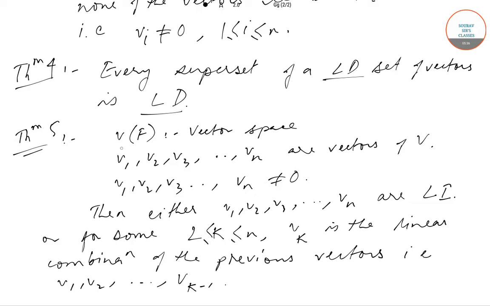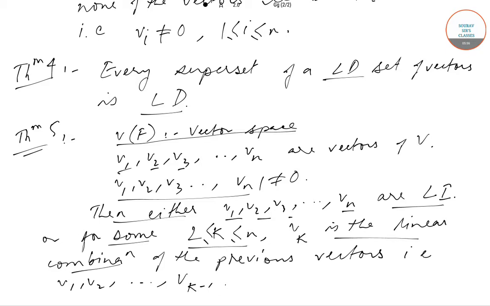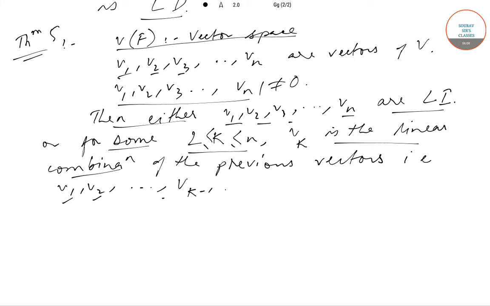So theorem 5 basically states that if we have a vector space Vf and v1, v2, v3 up till vn are non-zero vectors of V, then either v1, v2, v3 up till vn are linearly independent, or for some k where k lies between 2 and n, vk is a linear combination of the previous vectors, that is v1, v2 up till vk minus 1. So this is theorem 5. Now let's move on to theorem 6.